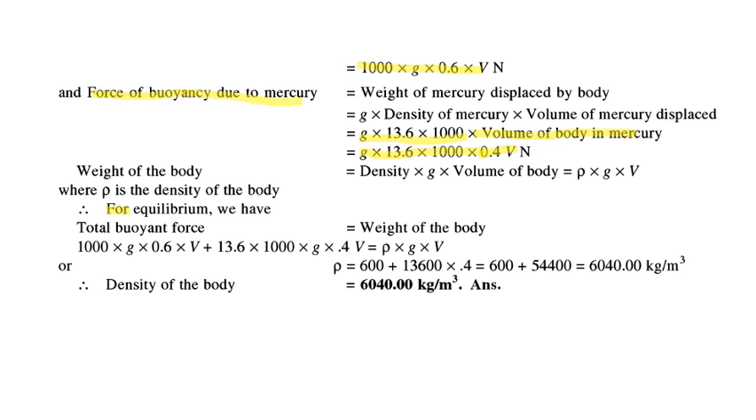So for equilibrium, we know this total buoyant force, which is the summation of buoyant force in mercury and in water, should be equal to the weight of the body, which is specific weight into g into V. The g and V will cancel out, and we will be left with this unknown density only, and we can rearrange this expression and get this rho in kg per meter cube.